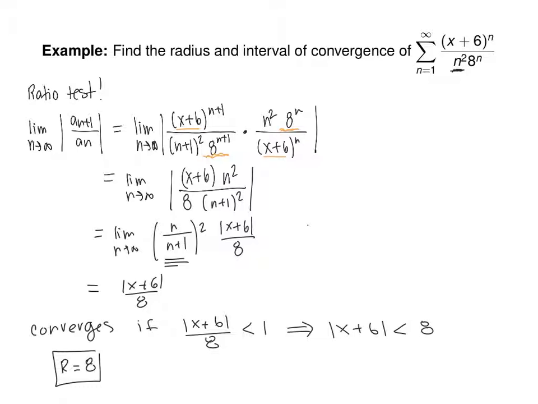Now we would like to find the interval of convergence. So take the fact that you know that x plus 6 absolute valued must be less than 8. That is the same thing as saying negative 8 is less than x plus 6, which is less than 8. Take away 6 and we have negative 14 is less than x, which is less than 2.